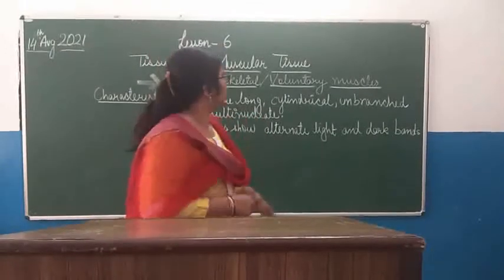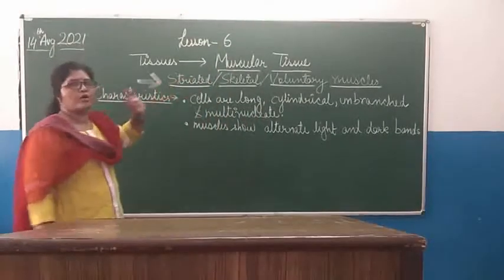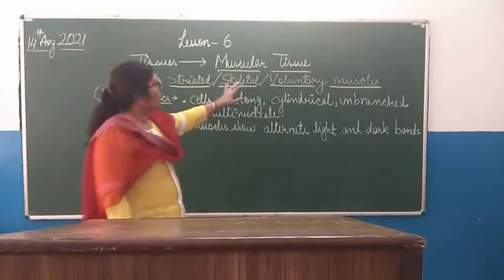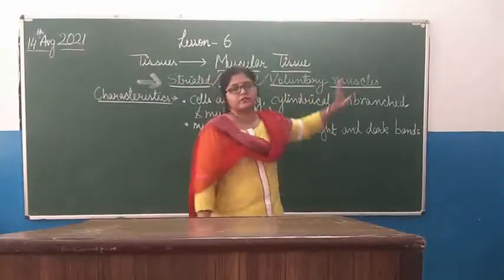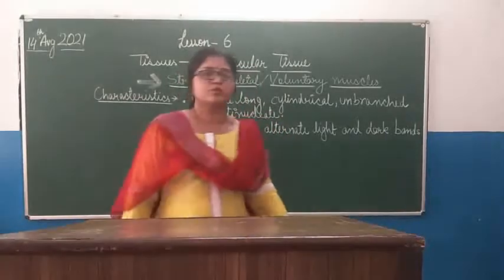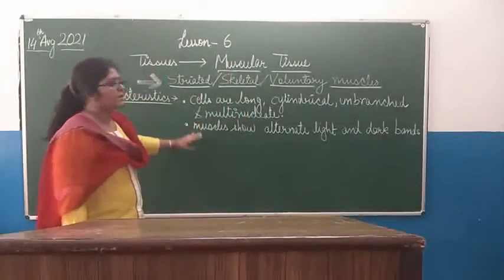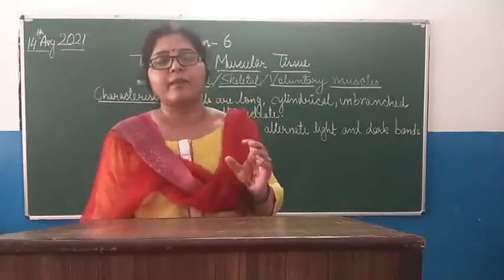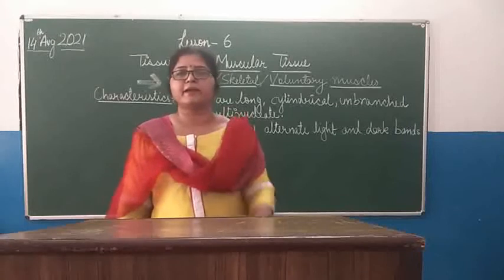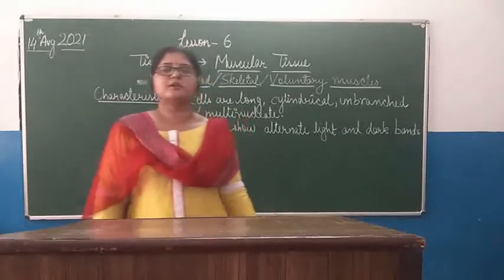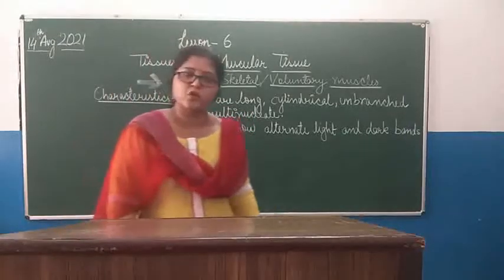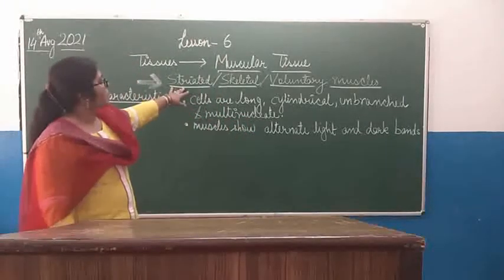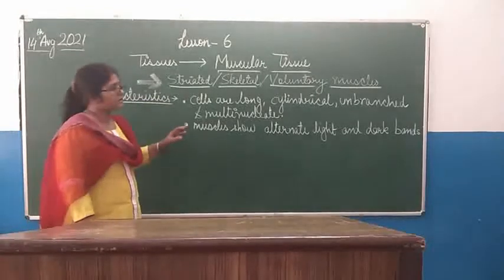So students, we will discuss the first type of muscles. They are called striated or skeletal or voluntary muscles. So why are they called so? Striated because the muscle fibers show alternate light and dark bands, present रहते हैं, when we observe them under the microscope after proper staining. So that is why they are called striated muscles.